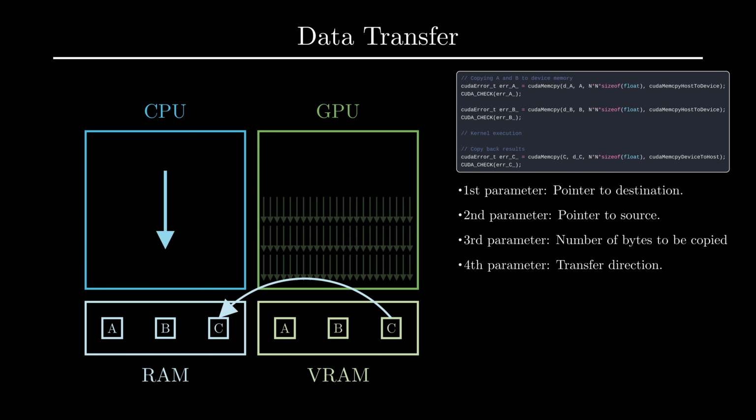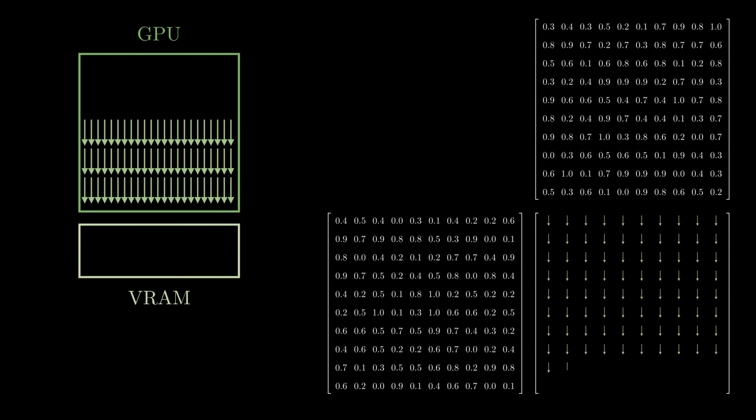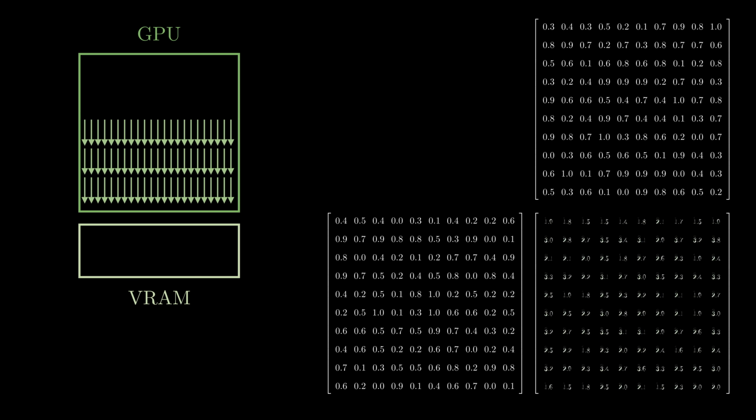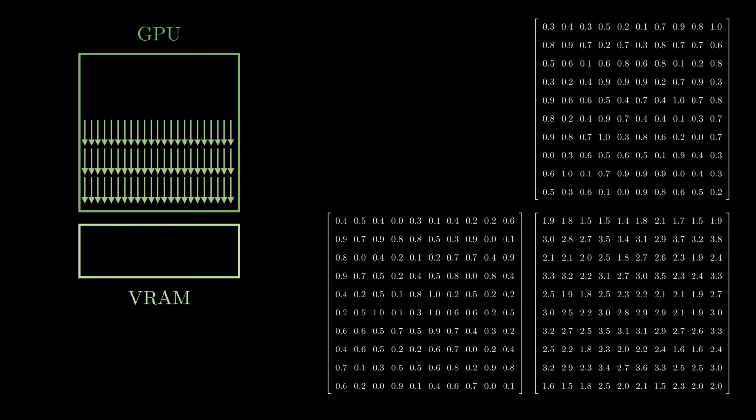The direction of transfer in this case is CUDA memcopy device to host. Now, let's look at how a GPU performs parallel matrix multiplication. For simplicity, consider the matrices of size 10. In this case, the GPU will create several threads and assign a thread to compute an element of the output matrix C. All these threads work in parallel and reduce the computation time drastically.